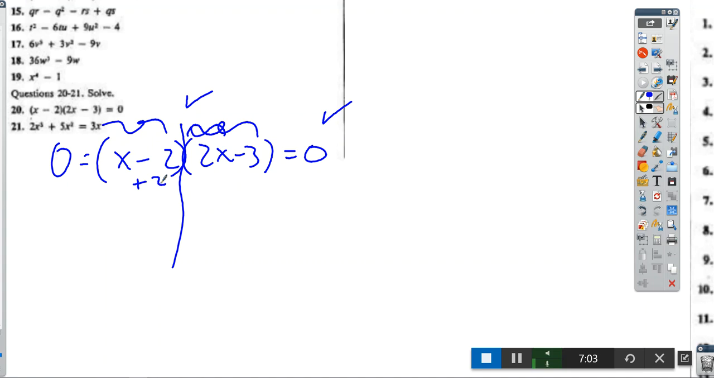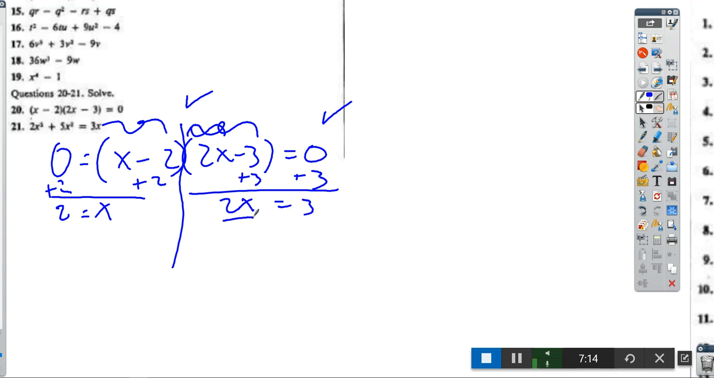Well, plus 2, and so I get x is equal to 0 plus 2 is 2. On this side, plus 3, and I get 2x is equal to 3, divided by 2, divided by 2, and I get x is equal to 3 over 2. And by the way, you can have fractional answers. So those are your two answers, 2 zeros.